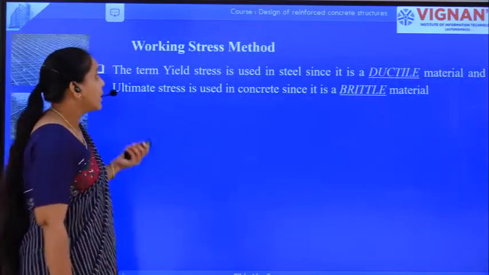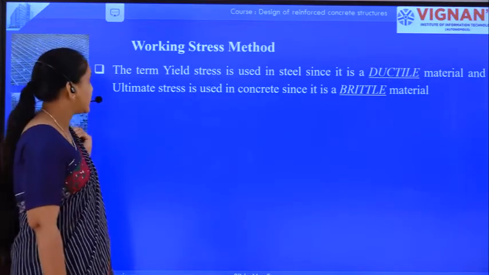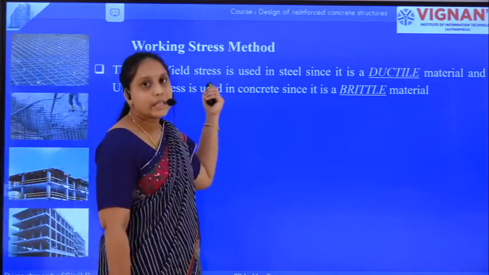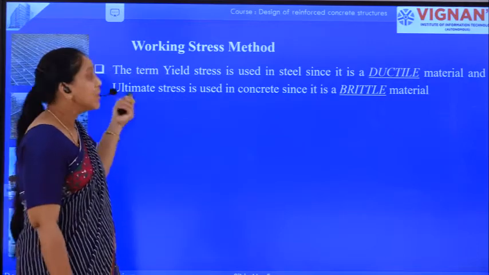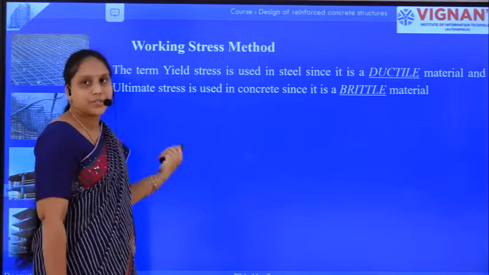In the working stress method, in calculating the permissible stresses, we have seen the yield stress and the ultimate stress. So why are we naming it yield stress for steel and ultimate stress for concrete?